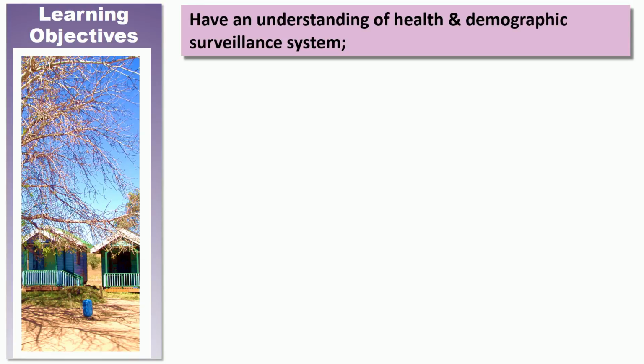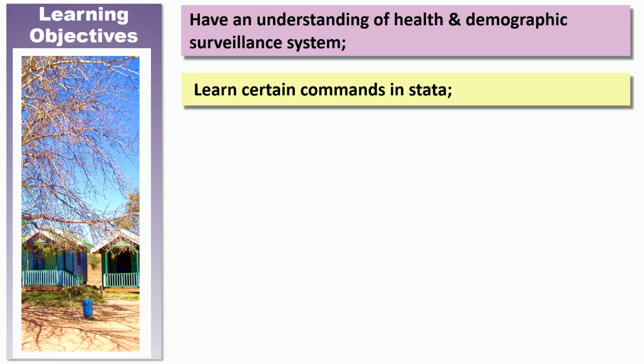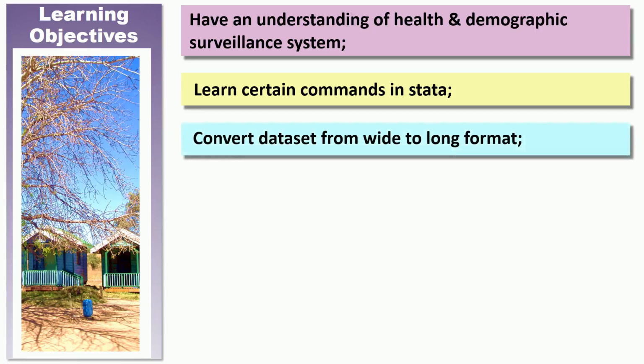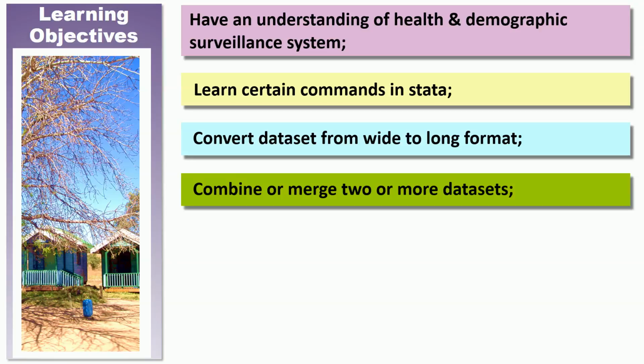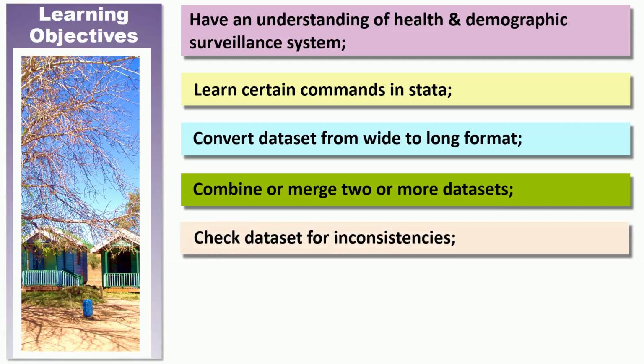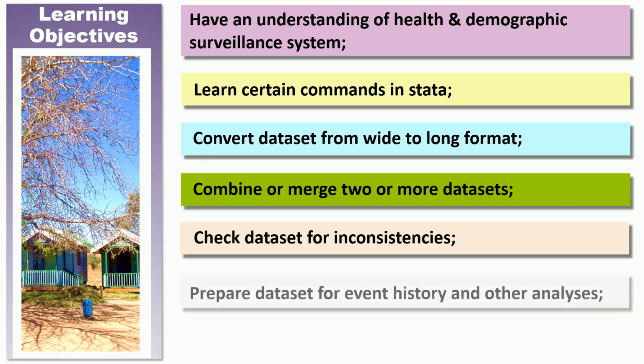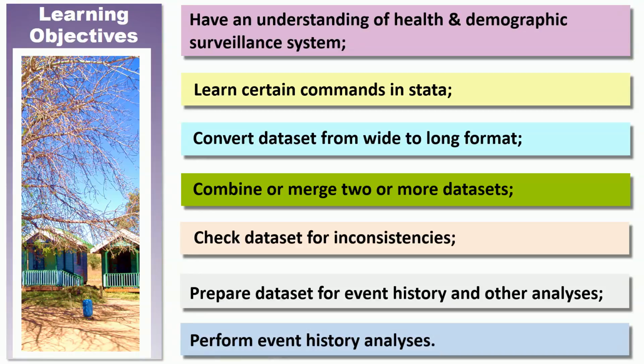So what are the learning objectives of this particular tutorial? The first on the list is to have a basic understanding of health and demographic surveillance system. The number two is to learn certain commands in Stata. The third one is to learn how to convert a data set from wide to long format. The number four is to learn how to combine or merge two or more data sets. And more importantly, to check data sets for inconsistency, prepare for event history and other kinds of analysis, and eventually to perform event history analysis and other analysis that you may be interested in.